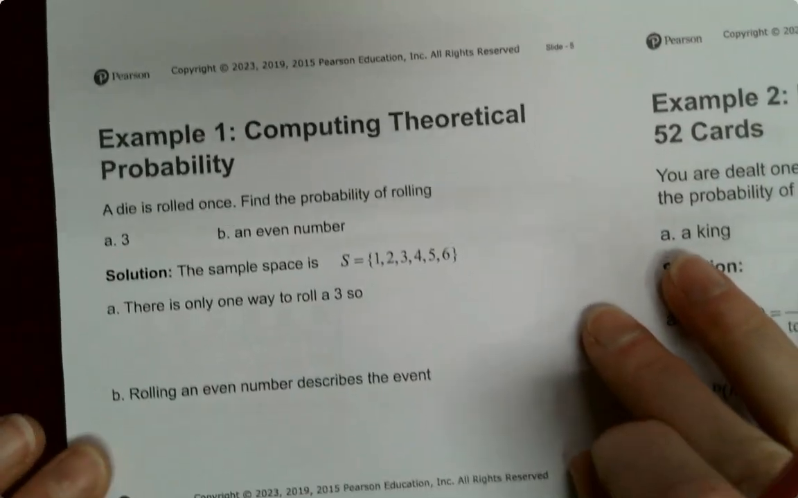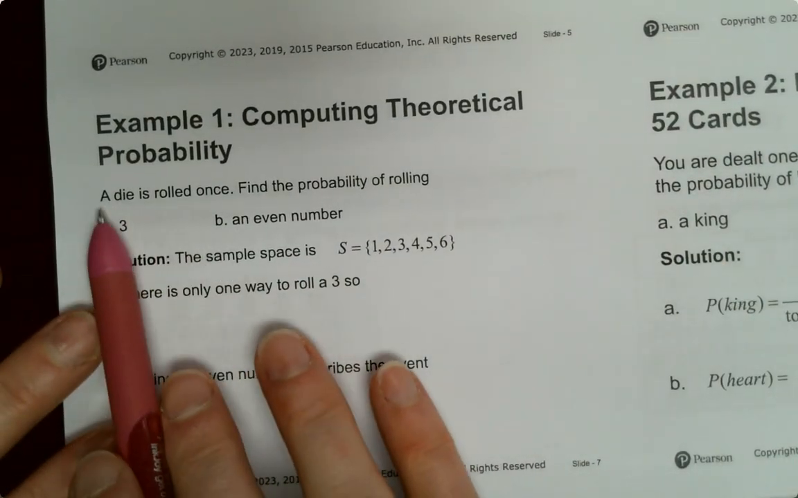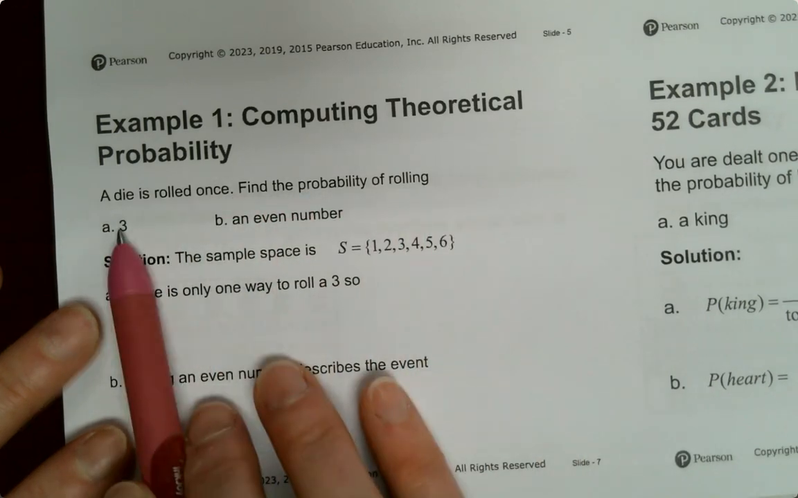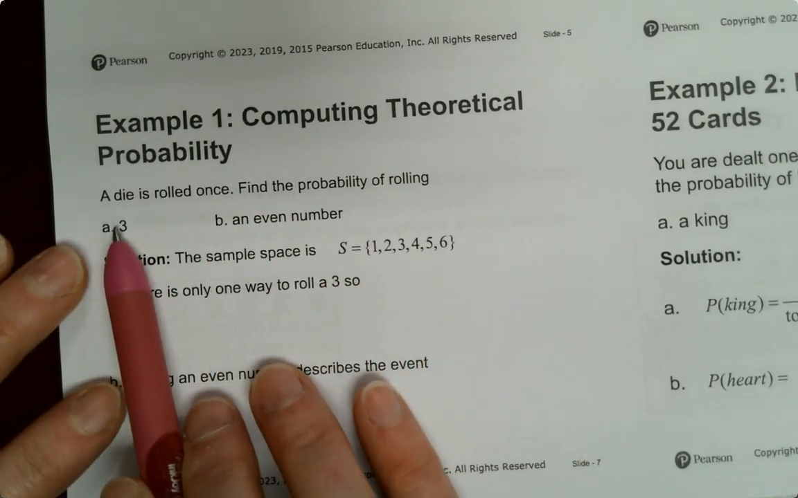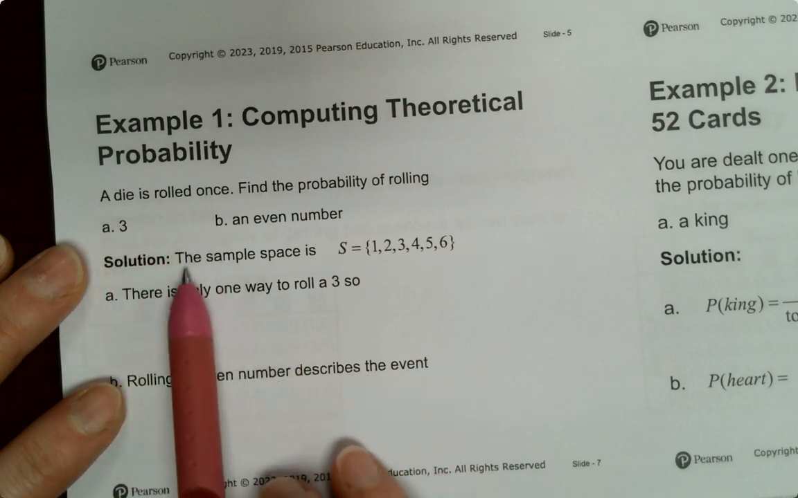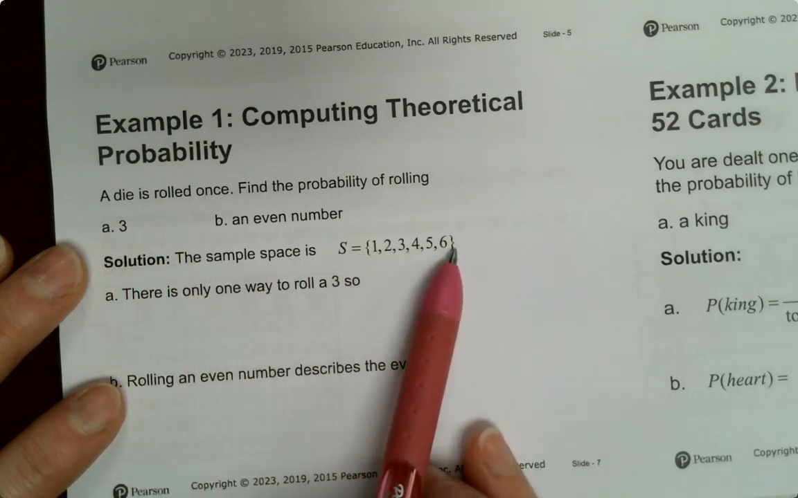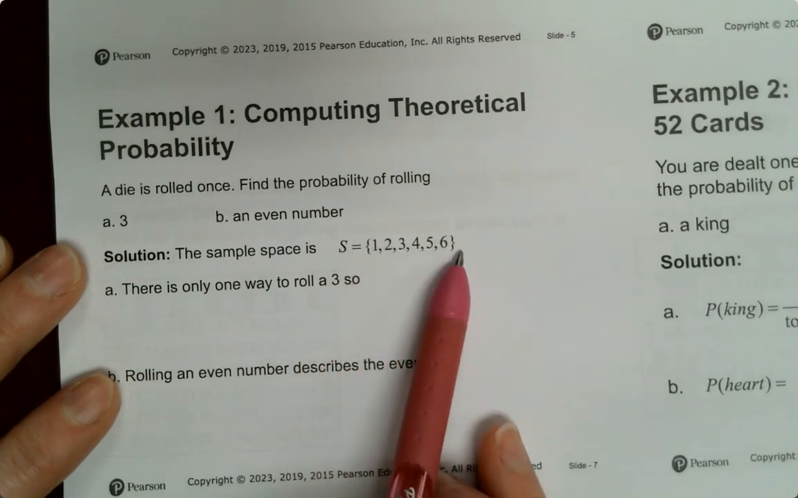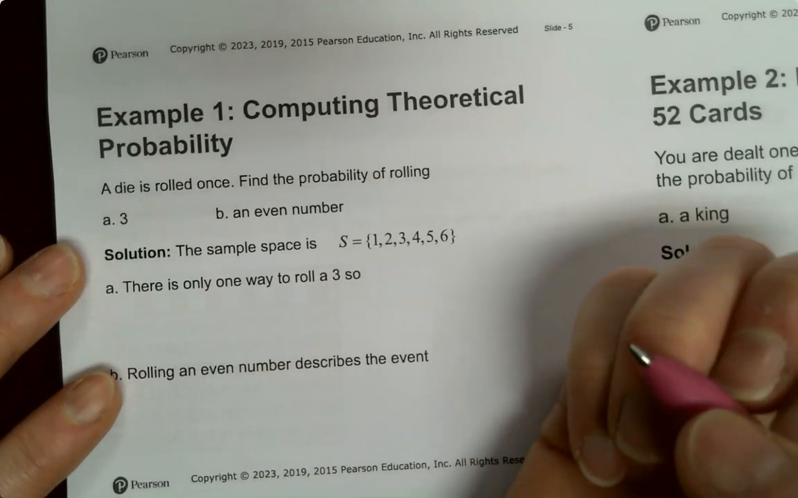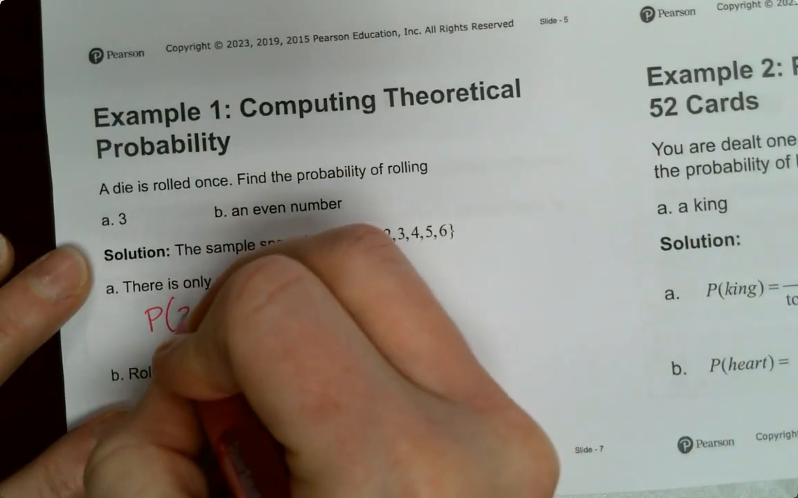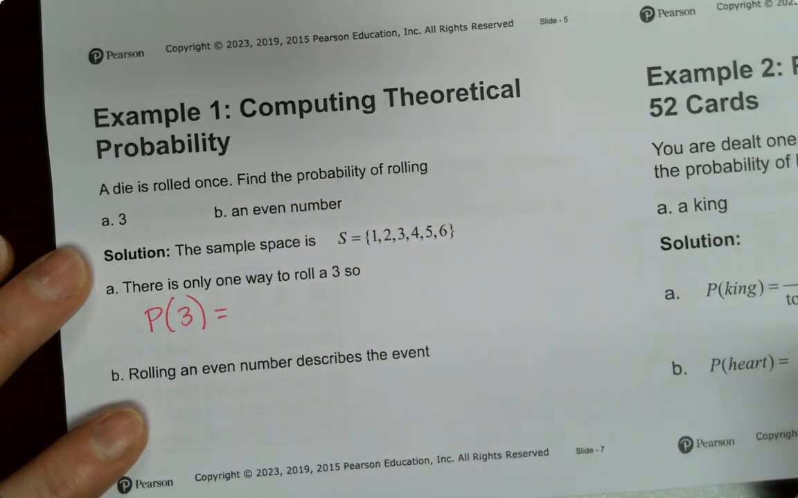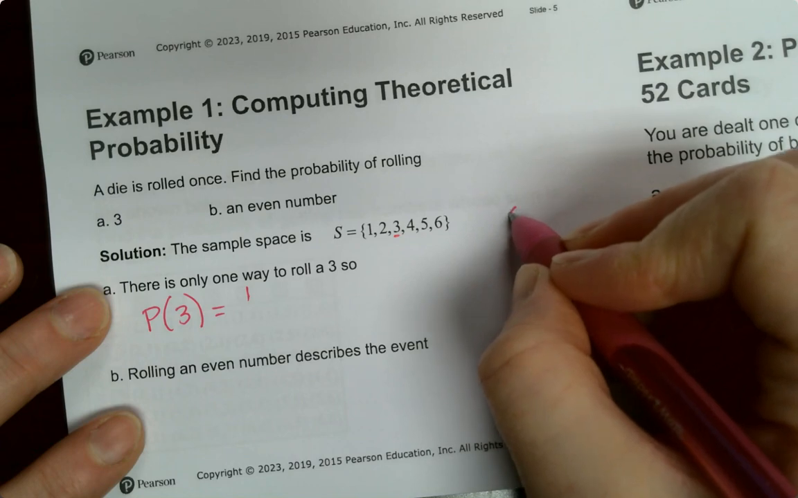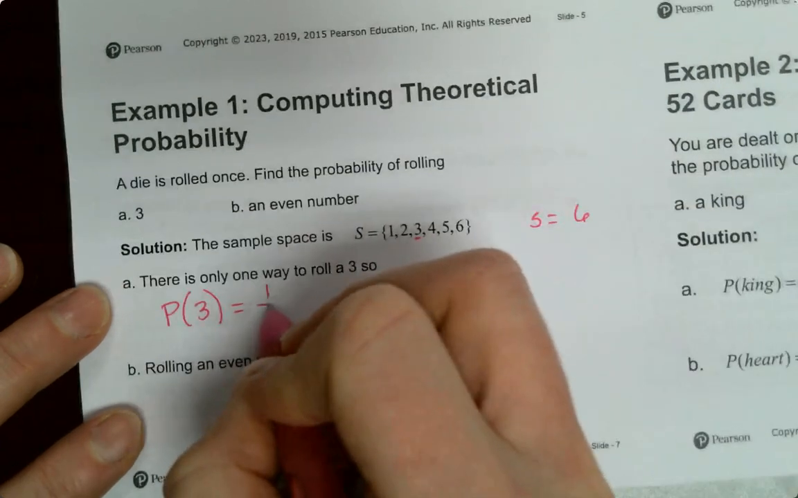So let's find the theoretical probability of rolling a die. It says it's rolled once, find the probability of rolling a 3. So we're going to list out the sample space: 1, 2, 3, 4, 5, and 6. We want to know the probability of getting a 3. Well, there's only one 3 out of the sample space of 6. So 1 out of 6.